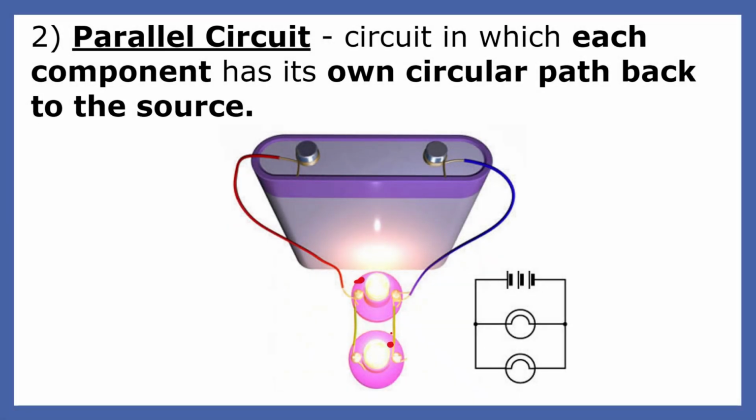The light bulbs in this image are connected in parallel. When you connect electrical devices this way, each component has an independent path back to the voltage source, which means if one of the light bulbs in the circuit goes out, the other bulb will remain lit.